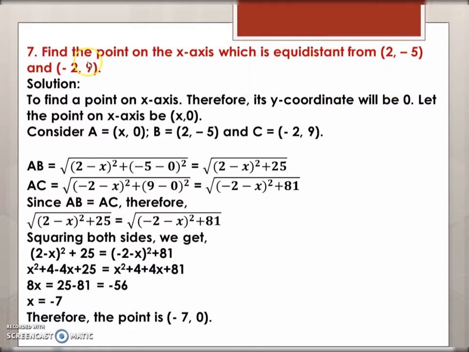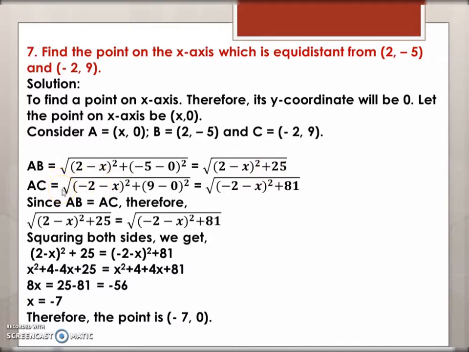Now it is given that this particular point A is equidistant from B and C, that is these 2 points. So therefore AB and AC, these lengths have to be equal. You will substitute in the distance formula and find the length AB and length AC. So that will be the square root of (2 minus x) the whole square, that is (x2 minus x1) the whole square, plus (-5 minus 0) the whole square. So when you simplify, you will get (2 minus x) the whole square plus 25.